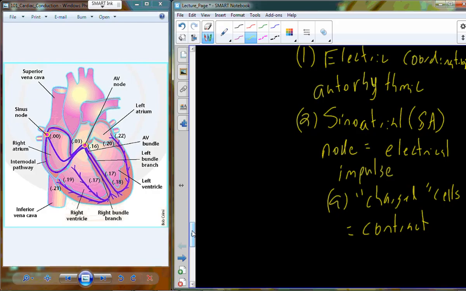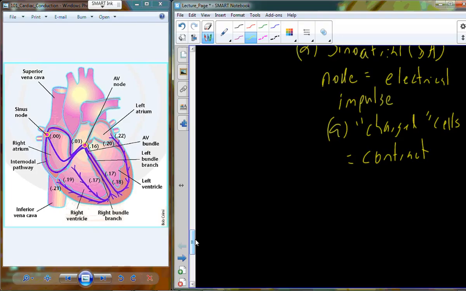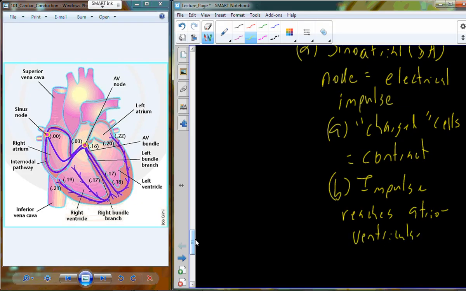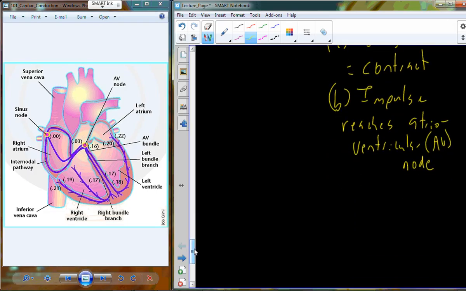The signal is also carried to this location here. It's another small group of cells, a node called the AV node, the atrioventricular node. So this atrioventricular node is going to receive this impulse that's set by the SA node. SA node passes it to the AV node. So the signal makes its way to this small clump of cells called the AV node. And what happens in this AV node is the signal that has just been transmitted in a very short amount of time, this is your time right here, about 0.03 seconds to get the signal from here to here.